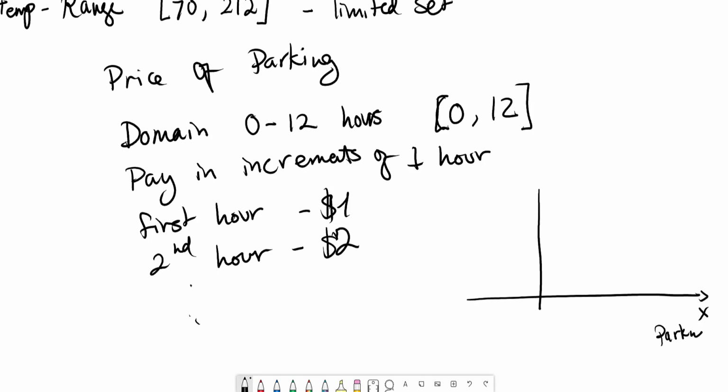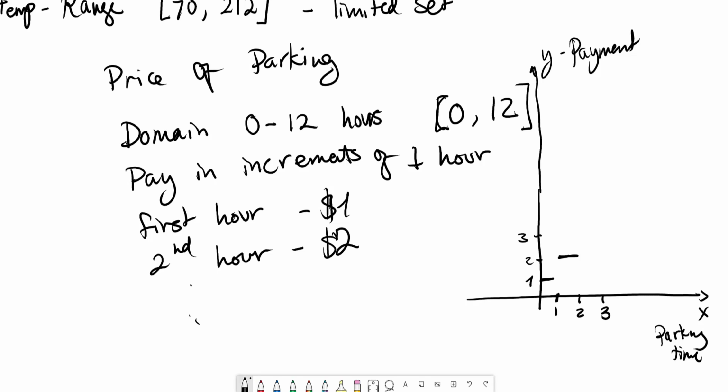Now, if we graph this, if this is, again, time here, so x is our parking time, and this is our payment, y. For the first hour here, we pay $1, right? For the entire second hour, we pay $2, right? All the way here. For the entire third hour, we pay $3. So we really have something that is more like a step function.